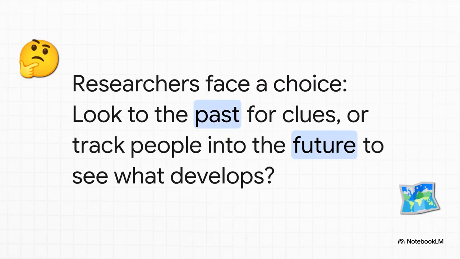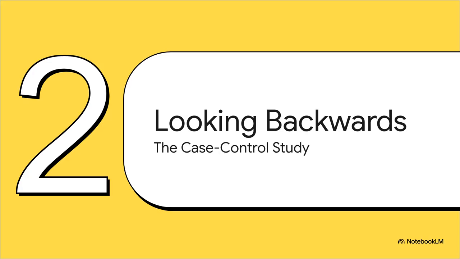Well, that big question leads to a massive fork in the road. Do you act like a detective? Show up after the crime has been committed and work your way backward to find clues? Or do you take a totally different approach? Do you start with a healthy population and just watch them moving forward in time to see who gets sick? This one choice is what separates our two powerful study designs. Let's start with that detective work.